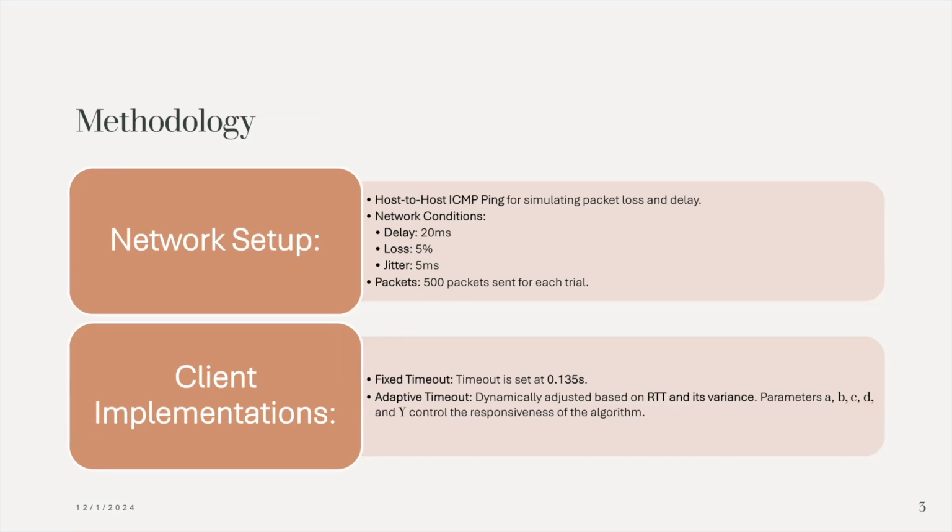In our methodology, we implemented both the fixed timeout and adaptive timeout algorithms using ICMP pings in simulated networks with conditions like latency, packet loss, and jitter. We used Mininet to create a simple network topology, sending 500 packets per trial to compare performance. The adaptive timeout algorithm adjusts the RTO based on the RTT and its variance, while the fixed timeout maintains a constant RTO for all packets at 0.135 seconds.